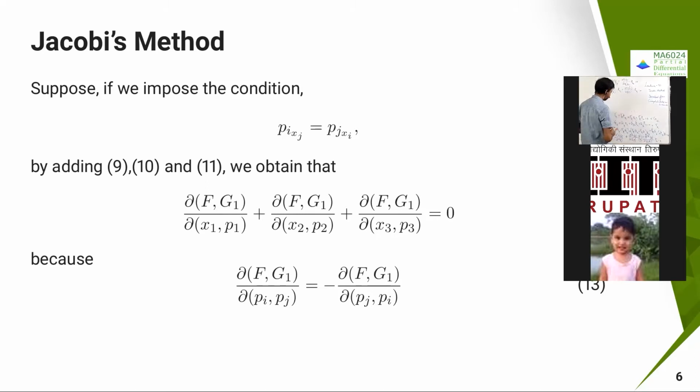So what I'm left with once I add is ∂(f,g1)/∂(x1,p1) plus ∂(f,g1)/∂(x2,p2) plus ∂(f,g1)/∂(x3,p3) equal to 0, if I add these three terms together.